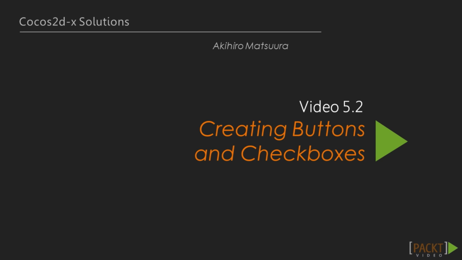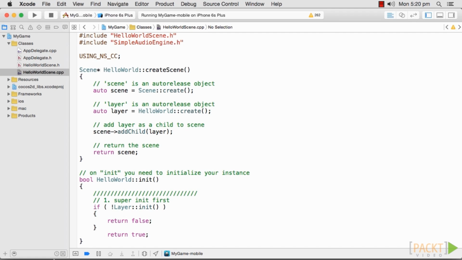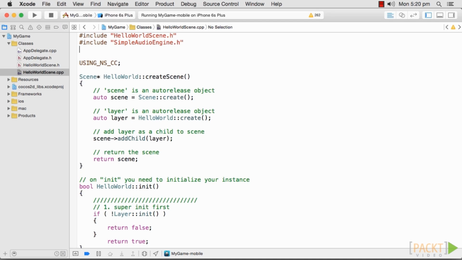Previously, we saw how to create menus. We'll first create buttons and then checkboxes in this video. Before the button class was released, we created a button by using the menu class that we saw in the previous video. Due to the button class, it has become possible to finally control the button press.